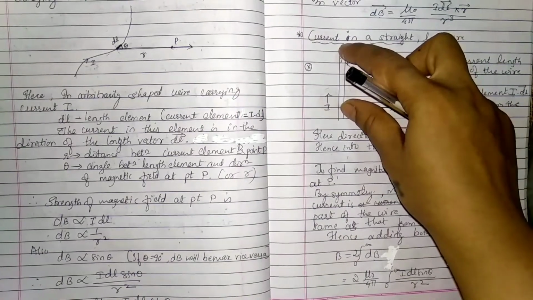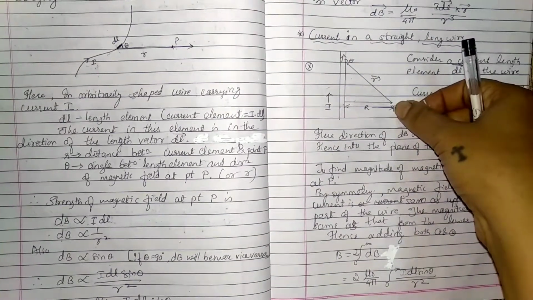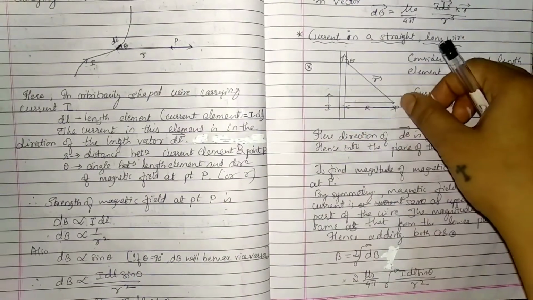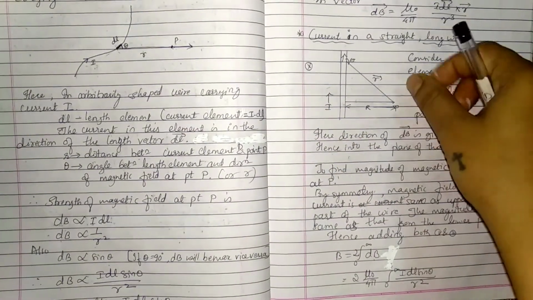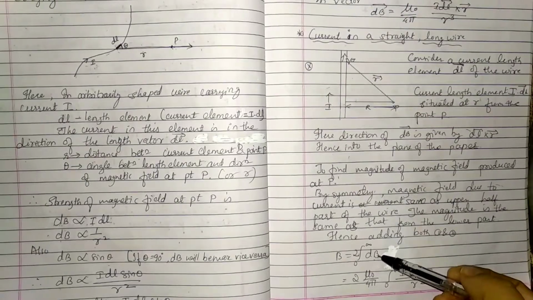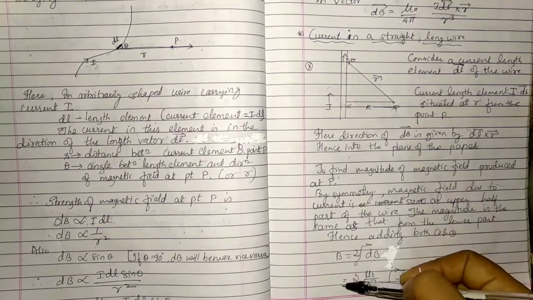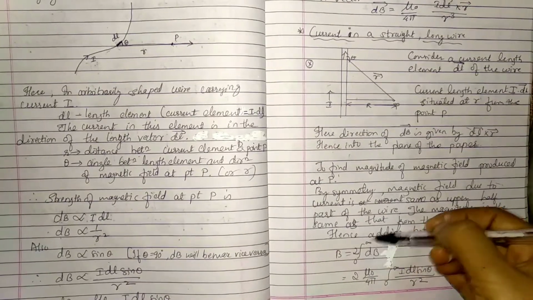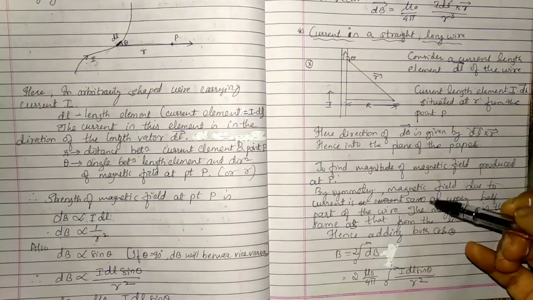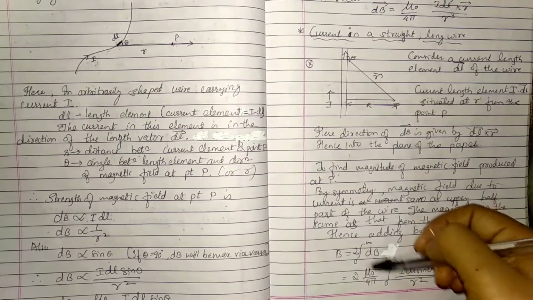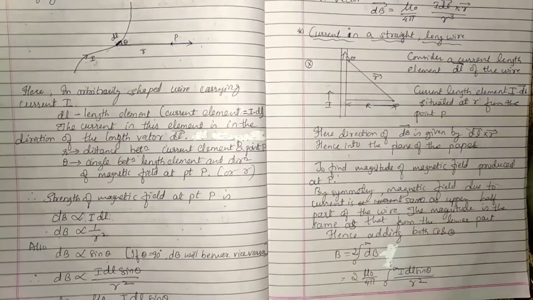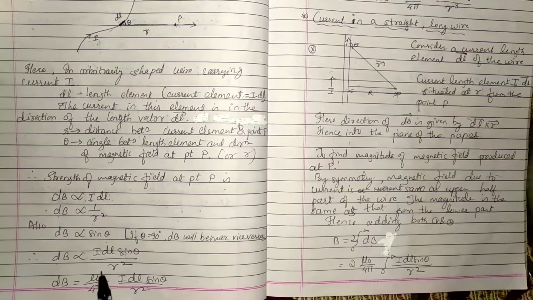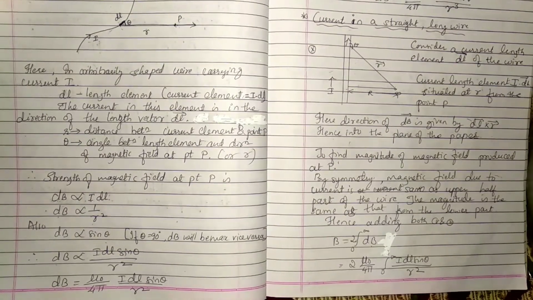Due to the upper length, what will be the magnetic field at point P? And due to the lower part, what will be the magnetic field at point P? So it becomes 2 times dB, and the range we are considering is 0 to infinity. Once again, by Biot-Savart's law, we are already familiar with the expression: dB equals mu naught by 4 pi, I dl sin theta by r square.